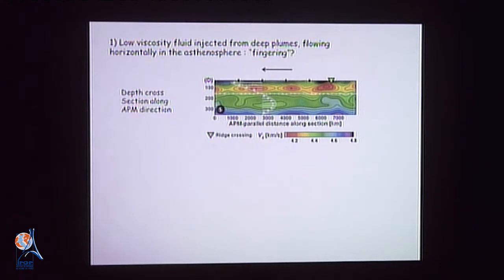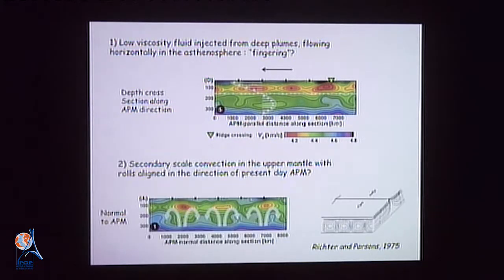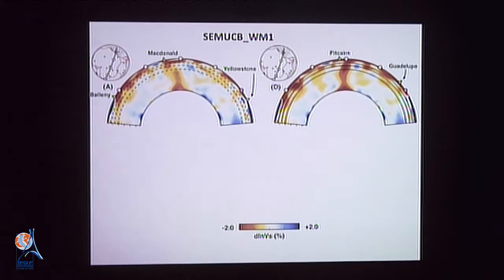But it's kind of inspired the idea that perhaps these features are due to a combination of secondary scale convection in the upper mantle, a la Richter rolls, and low viscosity kind of fingering from injection of low velocity fluid from deep plumes of low viscosity into a slightly higher viscosity layer. So that's for the upper mantle. Let's now look at the lower mantle.